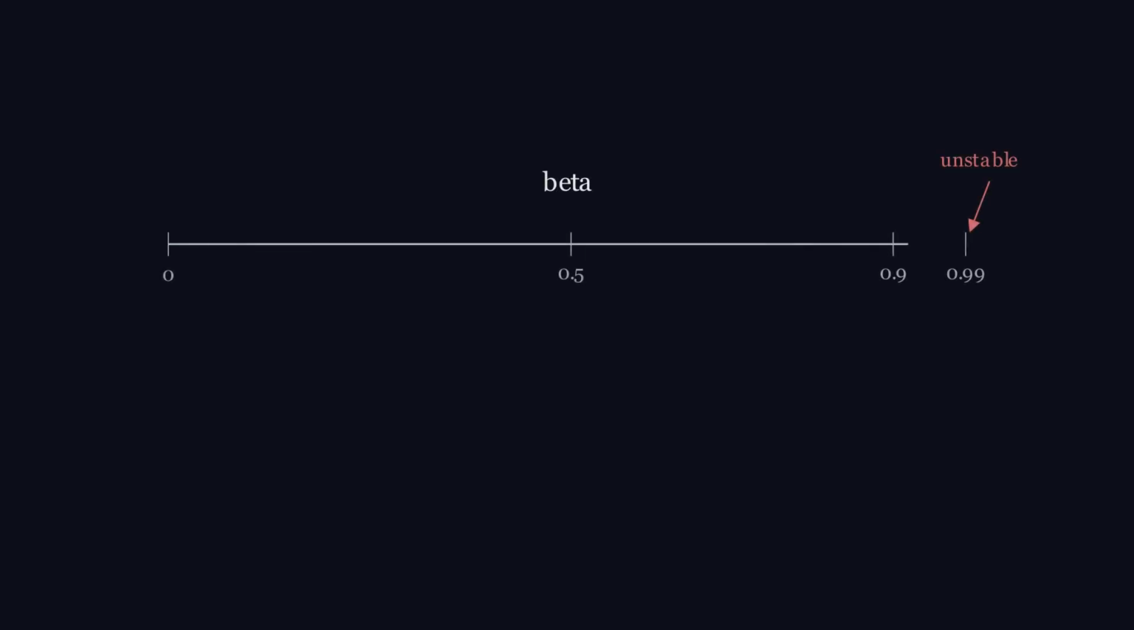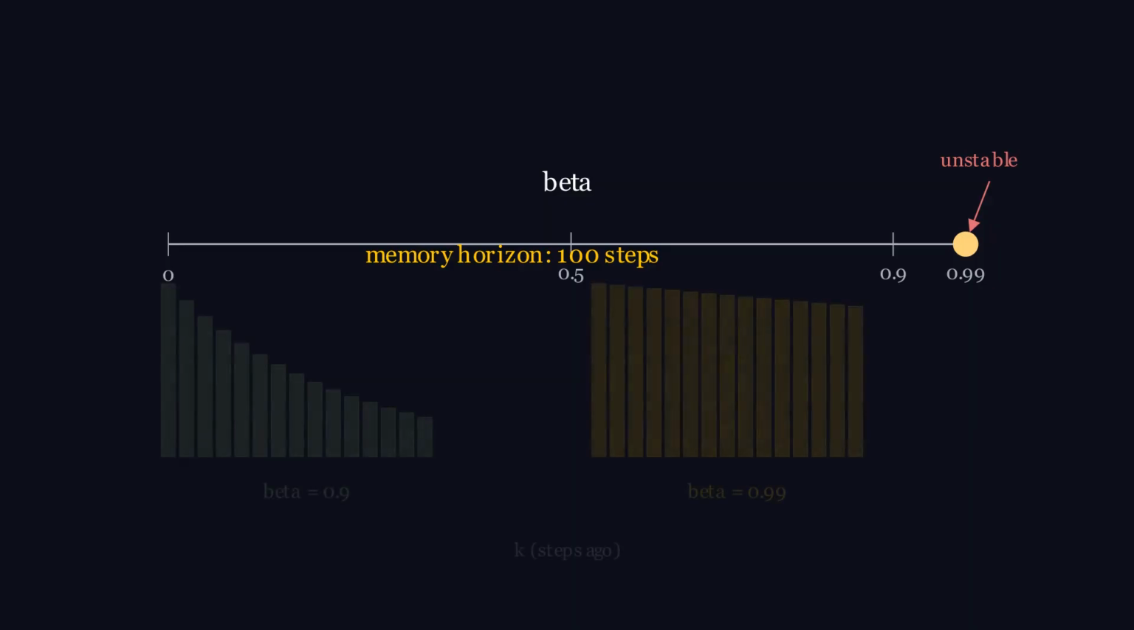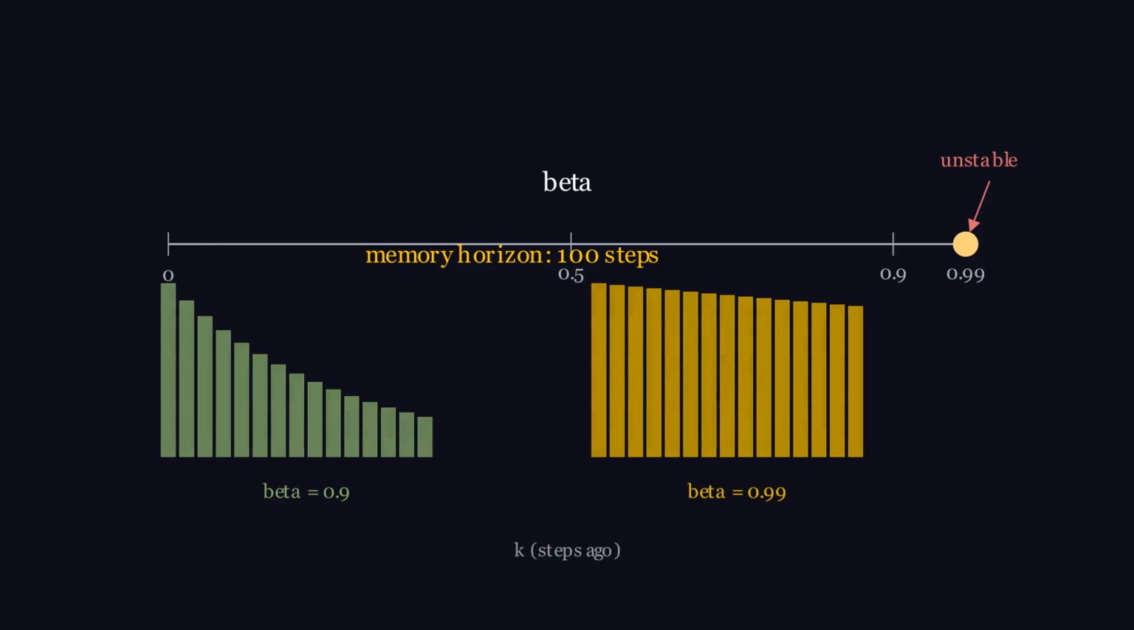Beta is the inertia retention dial. It controls how much past velocity survives into the next step. At beta equals 0, nothing carries over, plain SGD. As beta approaches 1, the velocity decays more slowly and the memory grows. The effective memory horizon is roughly 1 over 1 minus beta. In other words, it's the number of past steps that still have meaningful weight in today's velocity. At beta equals 0.9, roughly 10 steps. At beta equals 0.99, roughly 100.